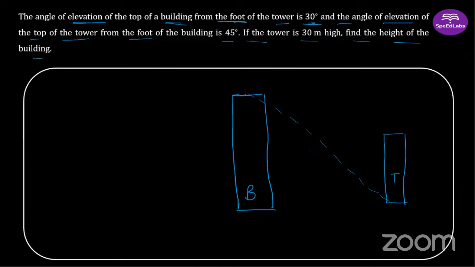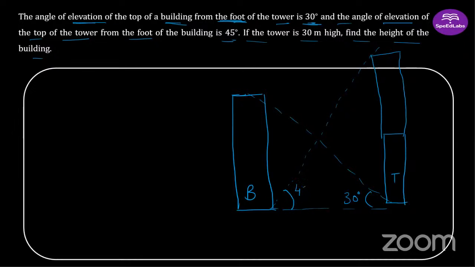When we draw things, if we would have started from something wrong, we'll correct it. So this is 30 degree, from the foot to the top. And the angle of elevation of the top of the tower from the foot of the building is 45 degree. This angle would be equal to 45 degree. So definitely the height of the tower should be larger. Now is it correct?